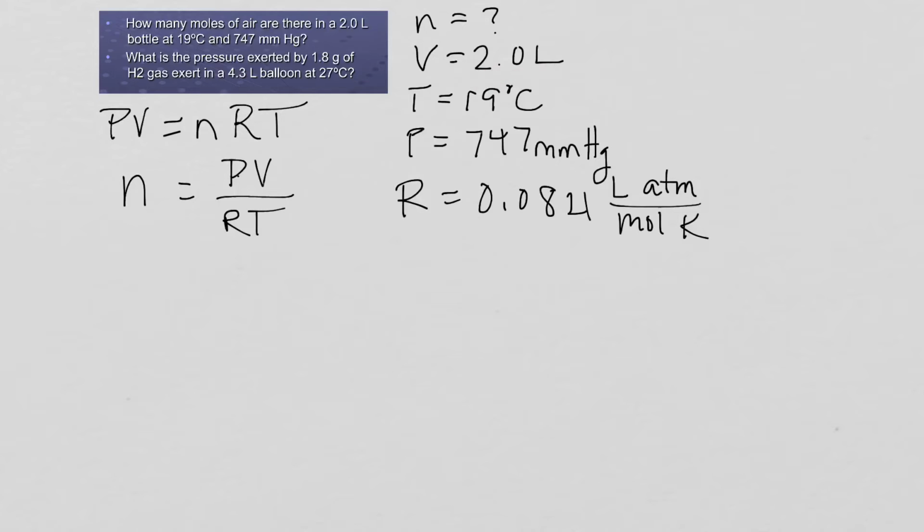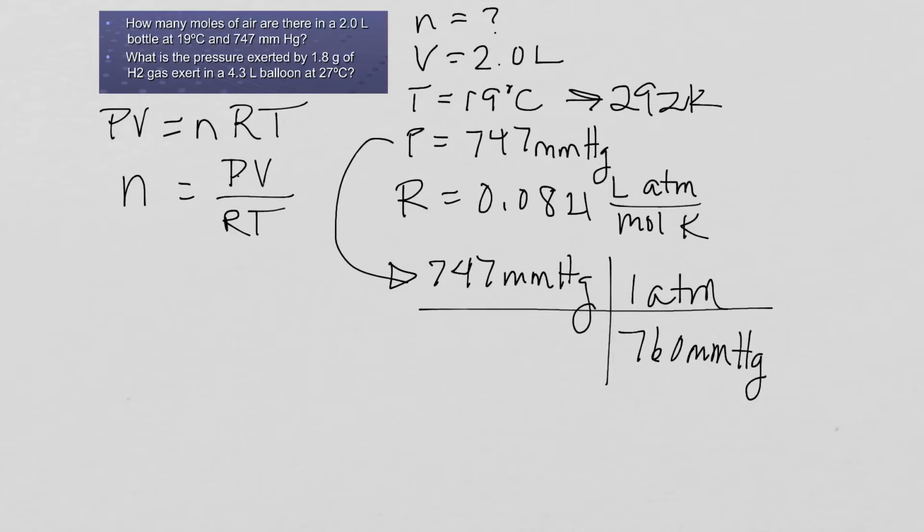So I've got liters, I have Celsius, which means that I need to convert that into Kelvin, so 292 Kelvin, and then I need to convert this pressure into atmospheres. So I brought this down below. Millimeters of mercury cancel, and it gives me an answer in atmospheres. So my pressure ends up, after a little bit of number crunching, equaling 0.098 atmospheres.